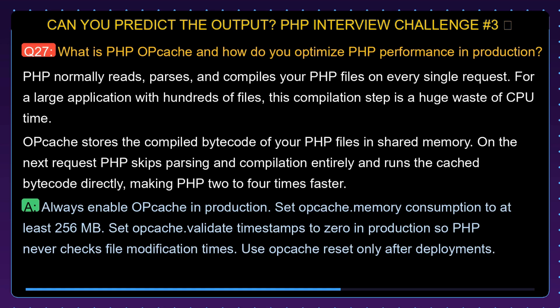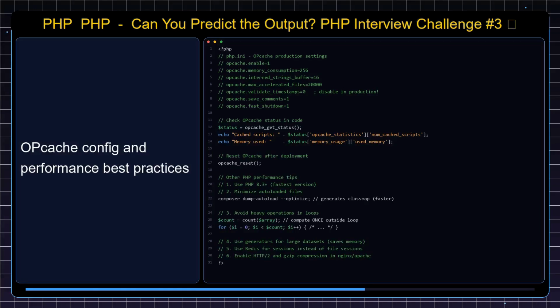Set opcache.memory_consumption to at least 256 megabytes. Set opcache.validate_timestamps to 0 in production so PHP never checks file modification times. Use opcache_reset only after deployments. OPcache config and performance best practices.